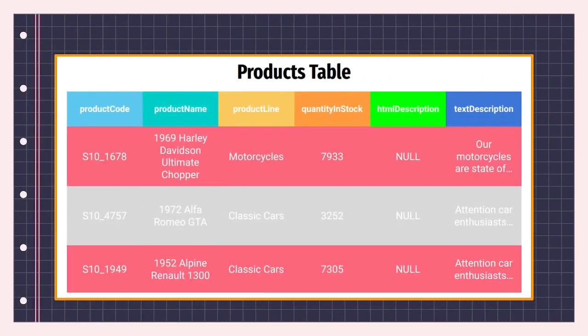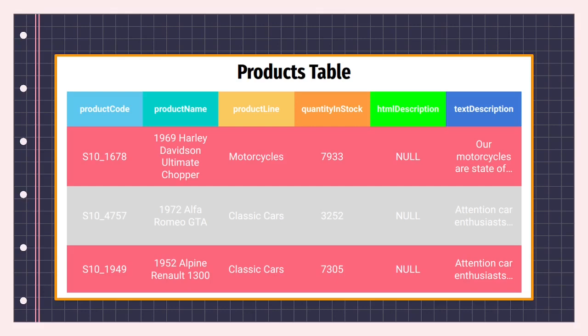So why did the database designer of the classic models database split it into two different tables instead of having just one table like this? Okay, so just take a quick look at it and pause the video and try to think about it a bit. But if you don't understand, don't worry about it much, because that's the whole point of this tutorial, to introduce you to those concepts.